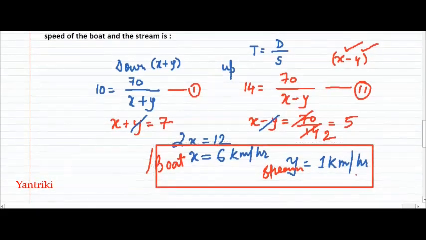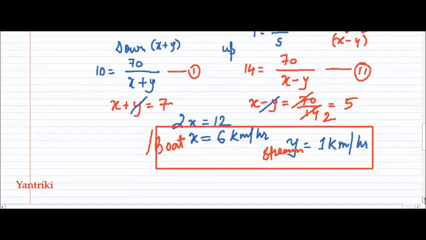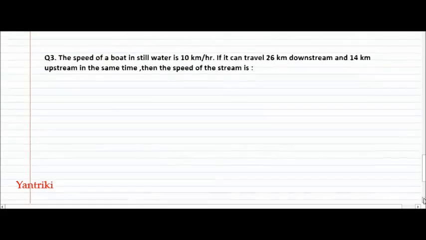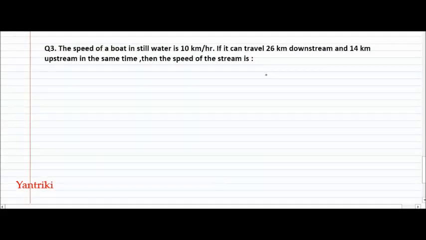And then what is x? x is the speed of the boat. And what is y? y is the speed of the stream. So this completes the problem.